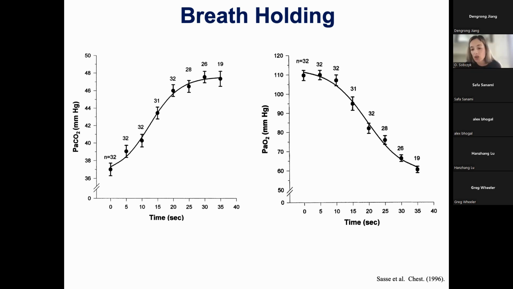However, to get any sort of measurable or effective change in CO2 and therefore cerebral blood flow, if you see it on the graph on the left, which shows CO2 on the y-axis and time on the x-axis, you need to hold your breath for at least 20 seconds. Also, the variability of the increase in CO2 over time from one person to the next can be large. And while your CO2 increases during breath hold, your oxygen level decreases, as shown in the graph on the right.